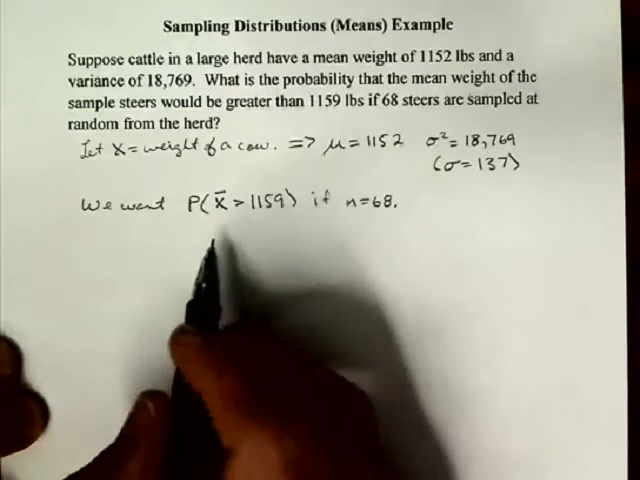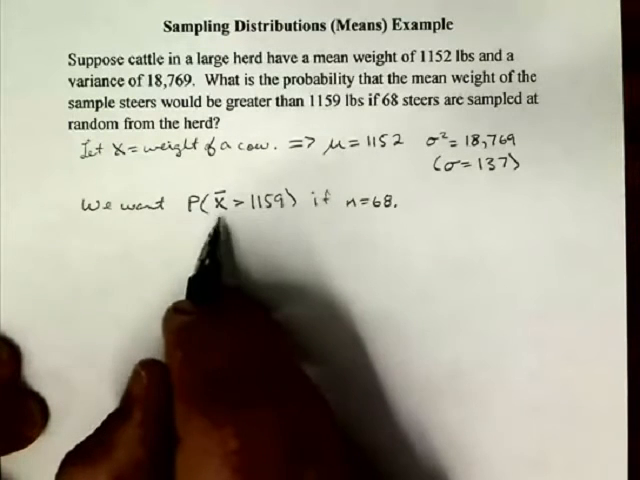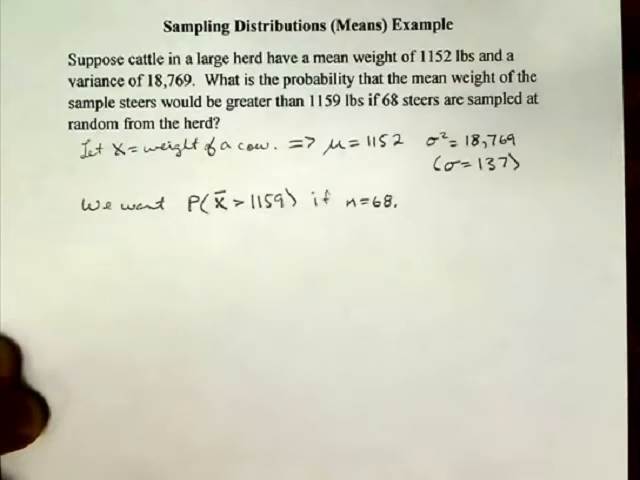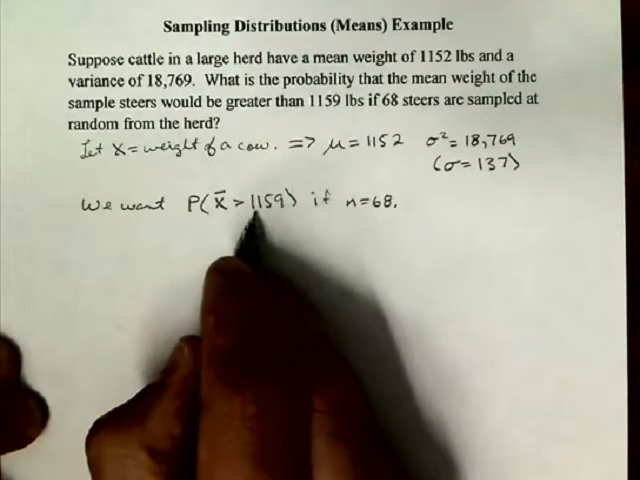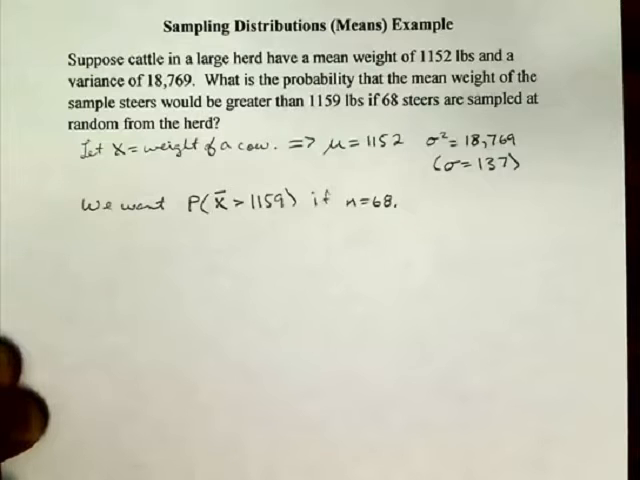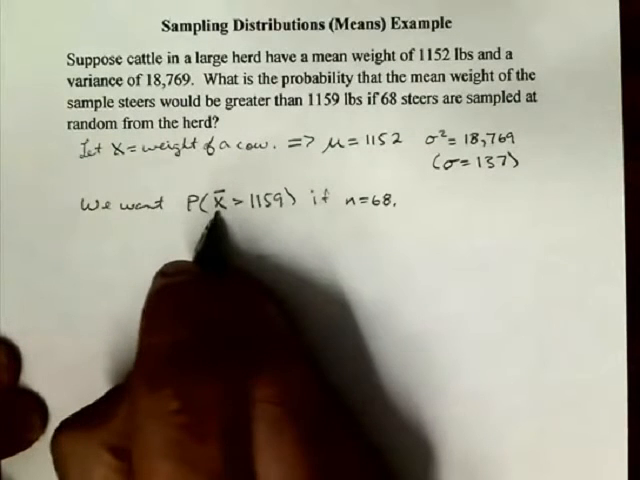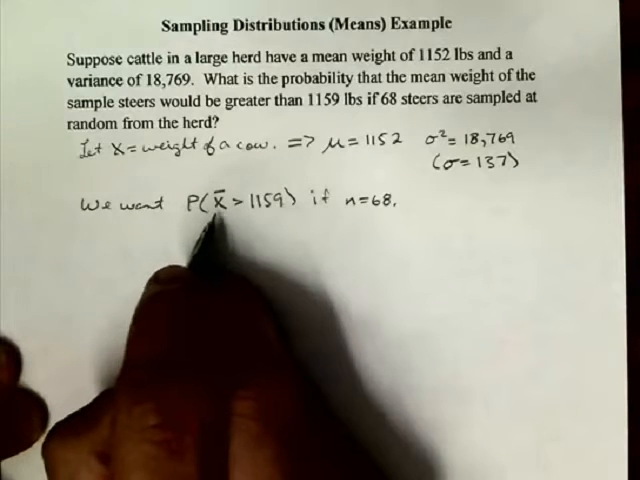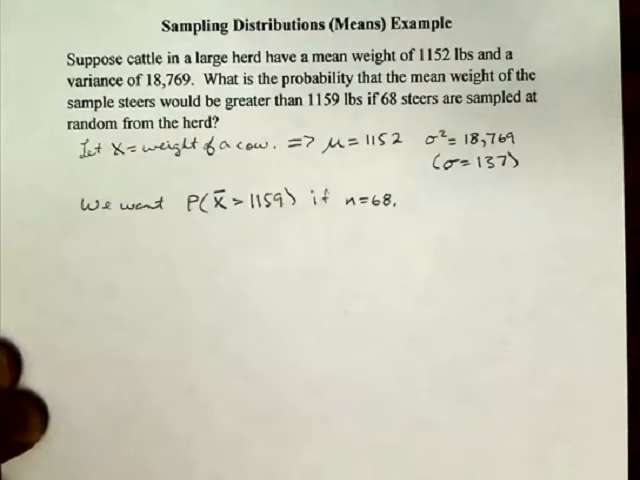Well, in order to compute a probability about any random variable, in this case the random variable is X bar, we have yet to observe X bar because we have yet to take a sample. But if we do go get 68 cows, what is the chance that the average weight of those cows is greater than 1,159 pounds? Well, this is the random variable. In order to say something about a probability of a random variable, we need to know the distribution of this random variable.